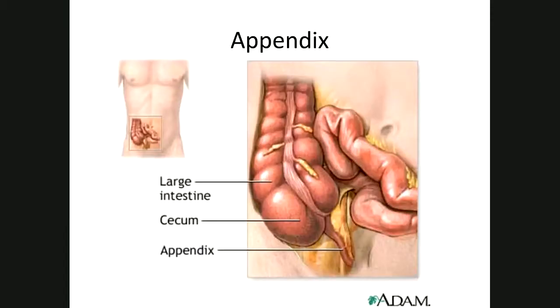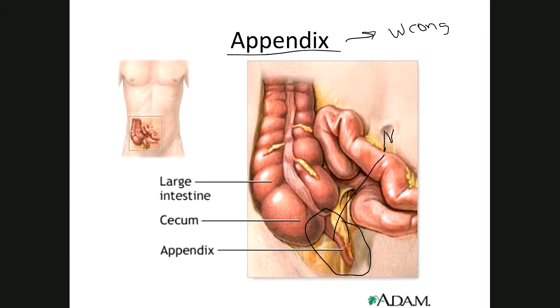And then we have the appendix. Most people only hear about the appendix when there's something wrong with it. And so a lot of people get the wrong impression that it's not useful, that it's sort of a leftover. In fact, Charles Darwin said it was vestigial, which is sort of a leftover, no more function. But that's not true at all.